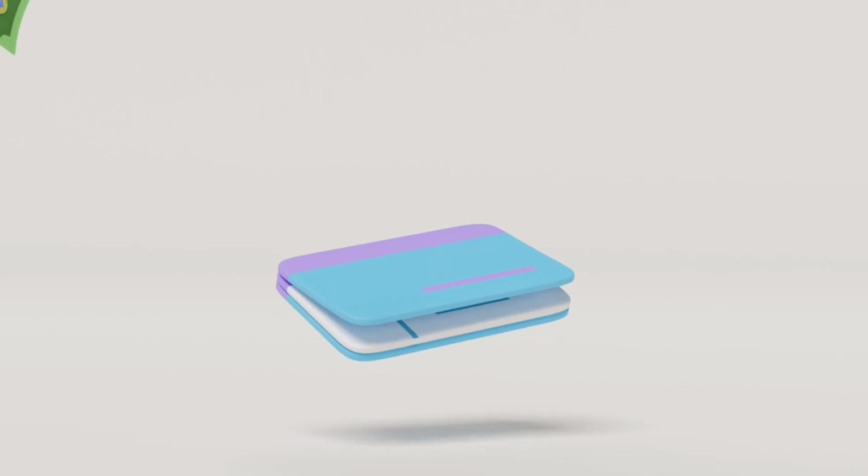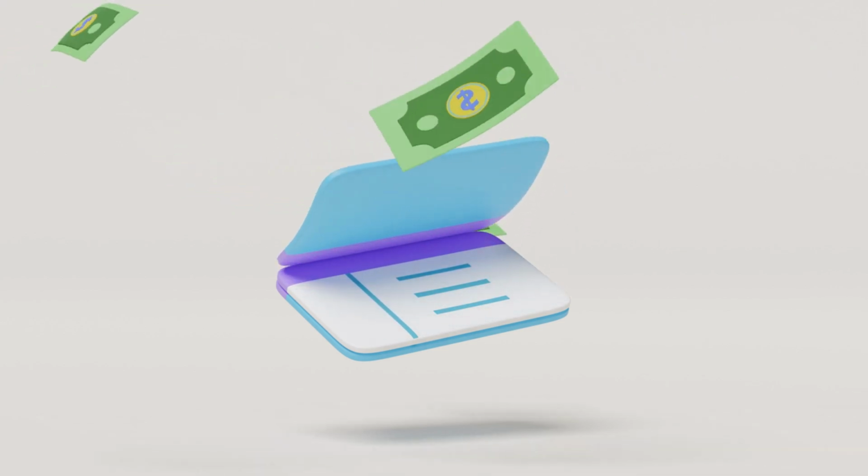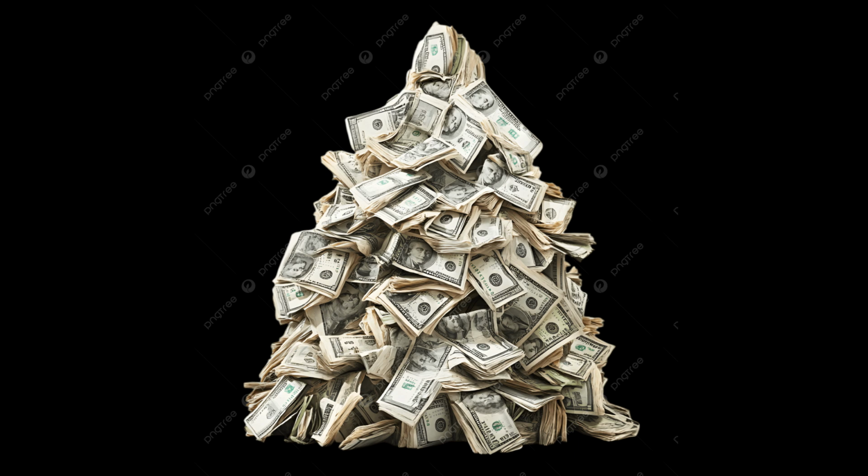Now let's talk about a budget. A budget is a plan for your money, showing your money in, like salary, and money out, like bills and food. You can make a budget with a notebook. Write money in on one side and money out on the other. This shows where your money goes. Small things like snacks add up quickly.